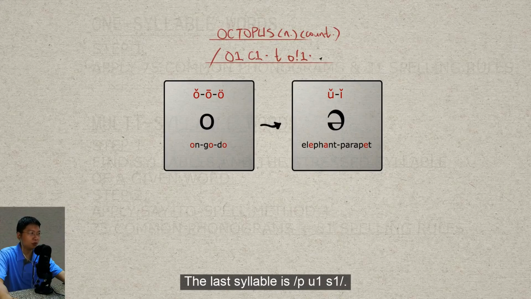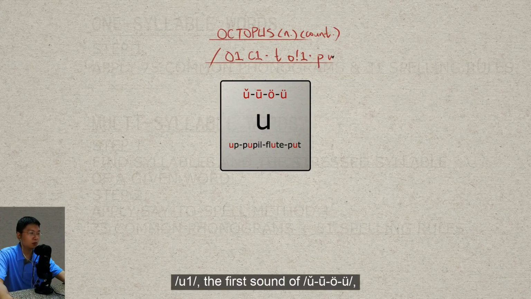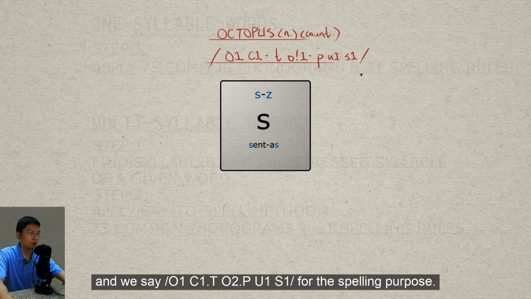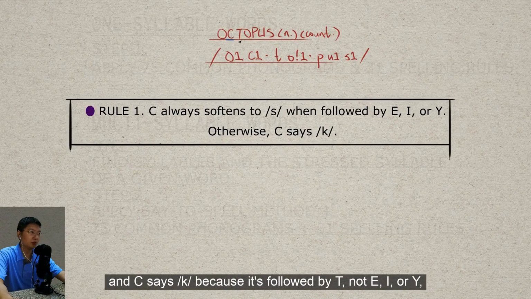The last syllable is pus: P, the first sound of A-U-U-W, S, the first sound of S, Z. So we have the word octopus, and we say octopus for spelling purposes. And C says K because it's followed by T, not E-I-O-Y.